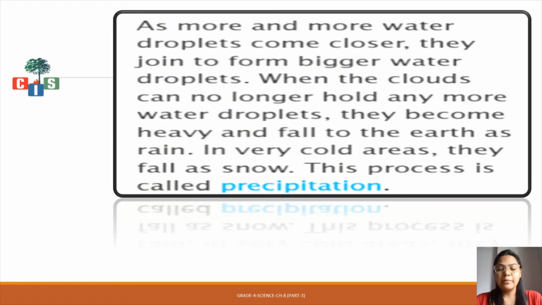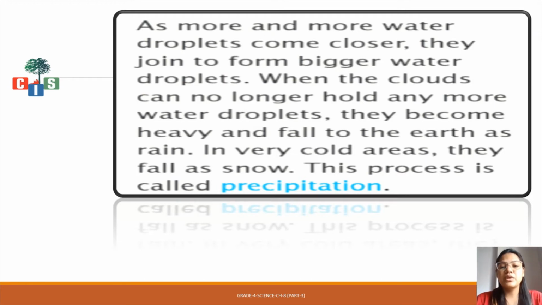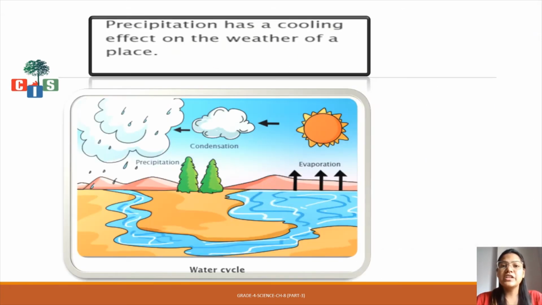Yes, so what happens is the water that is present in the water bodies has been heated up by the sun, and when the water rises from its level, it will condense and cool down. So when it cools and condenses, what will happen? The water droplets are formed. Water vapor is converted into small water droplets. These water droplets will come together and form a cloud. And in cold areas, it falls in the form of snow, and this process is known as precipitation. Precipitation has a cooling effect on the weather of a place. So whenever snow falls, we will feel cold.